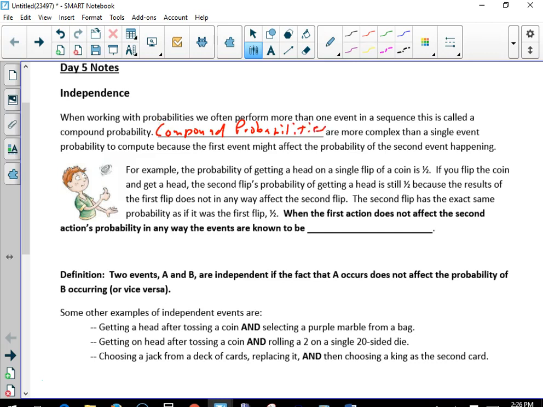Compound probabilities are more complex than a single event probability to compute because the first event might affect the probability of the second event. Not always, but sometimes. For example, the probability of getting a head on a single flip of a coin is 1/2. If you flip the coin and get a head, the second flip's probability is still 1/2 because the first flip doesn't affect the second flip. The second flip has the exact same probability as the first one, 1/2. When the first action does not affect the second one in any way, the events are known as independent.